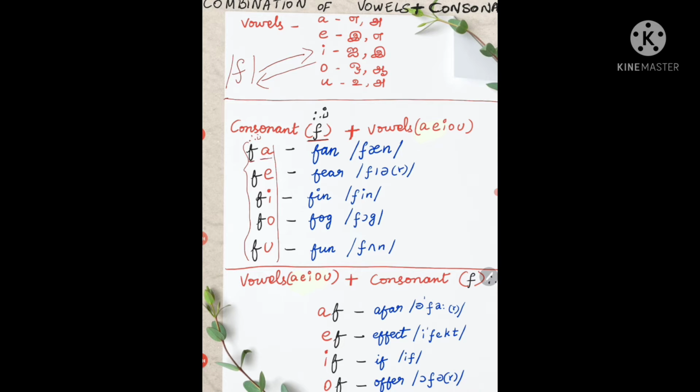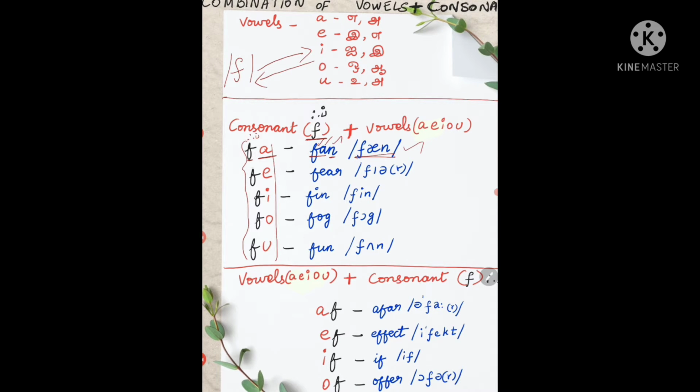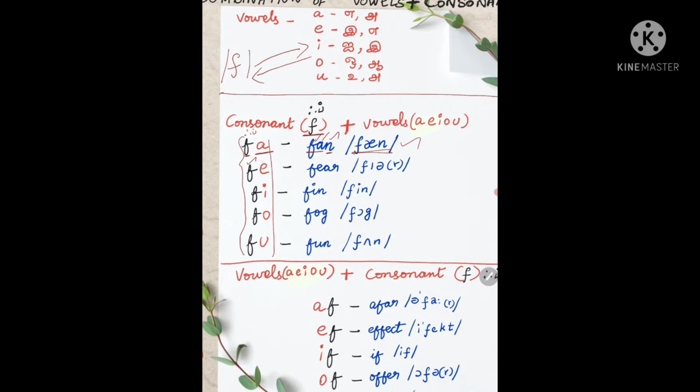If, a, fa, fa, fa, as in fan. This is if and this is a. This is in fan. If a. Okay, fear, fear, fear, ear, ear sound.